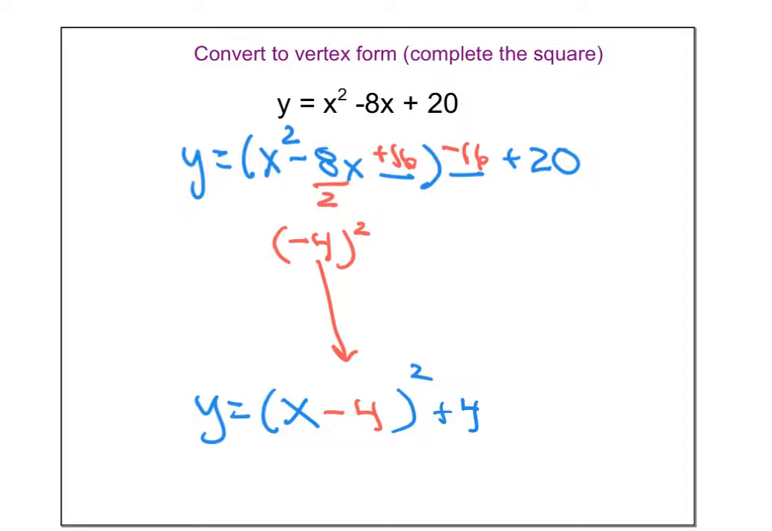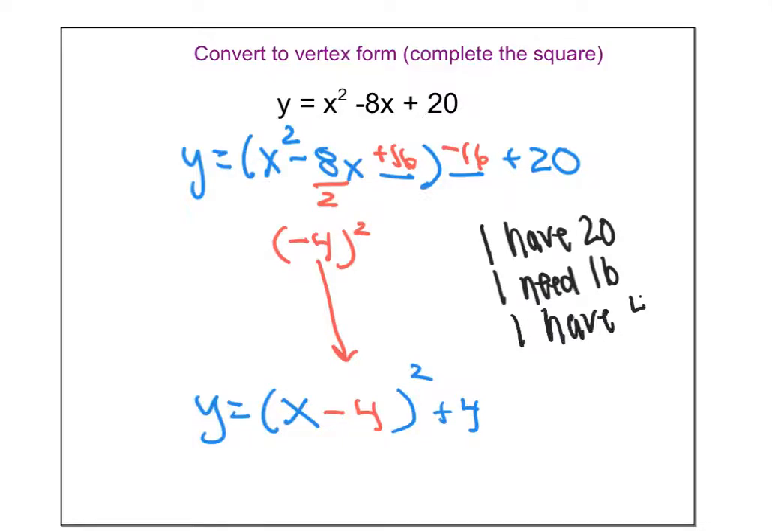So if I want to think about what I had to do to complete the square, it would say I had 20, but I only needed 16 little squares to complete that square. I had 4 extra. So that plus 4 sits there. I got the plus 20 from my c value, and the 16 that I needed came from that perfect square binomial. Let's try one more.